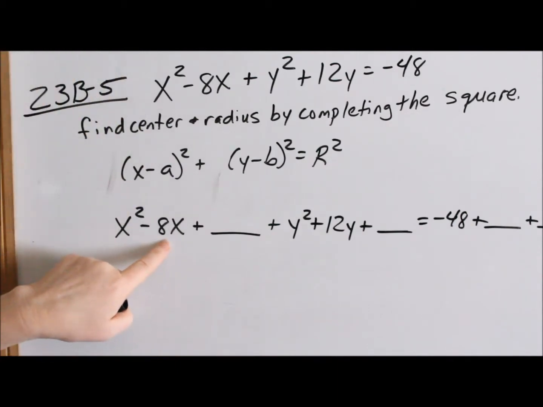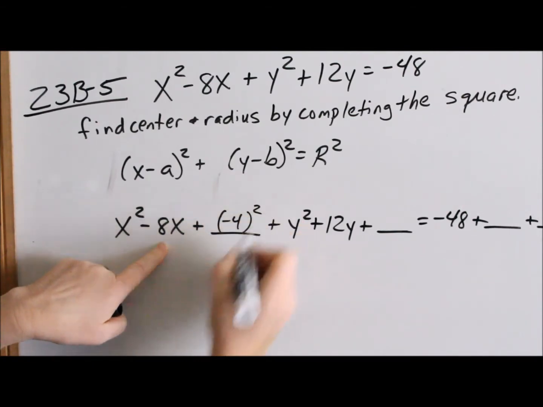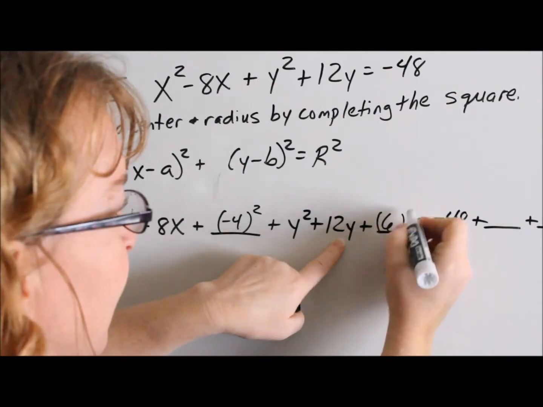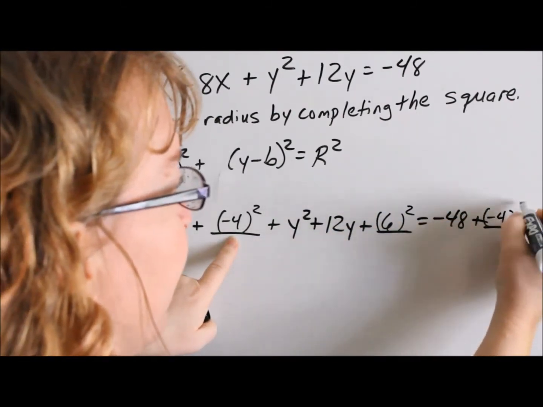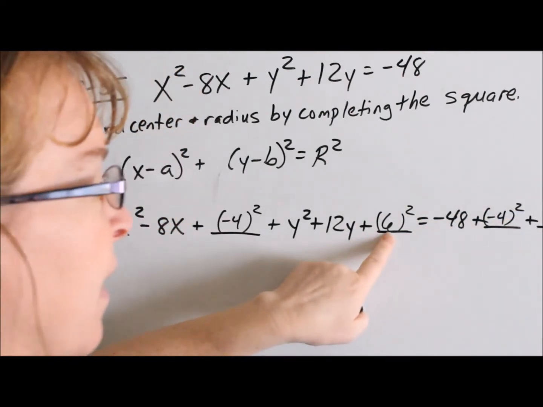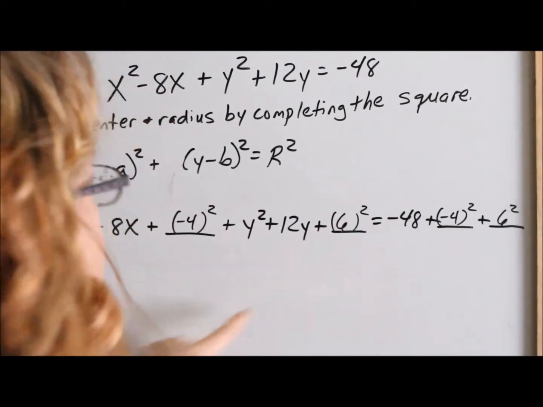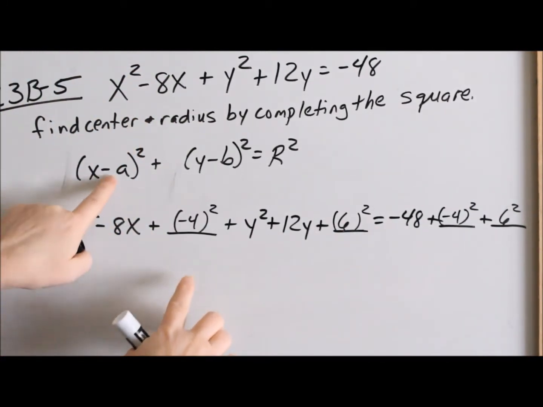Okay, so now I take half of this, half of negative 8 will be negative 4, and then square it. Half of 12 is 6, square it. So if I add a negative 4 squared on the left, I have to add a negative 4 squared on the right. If I add a 6 squared on the left, I have to add a 6 squared on the right. Alright, so now I can factor this and put it into this format.